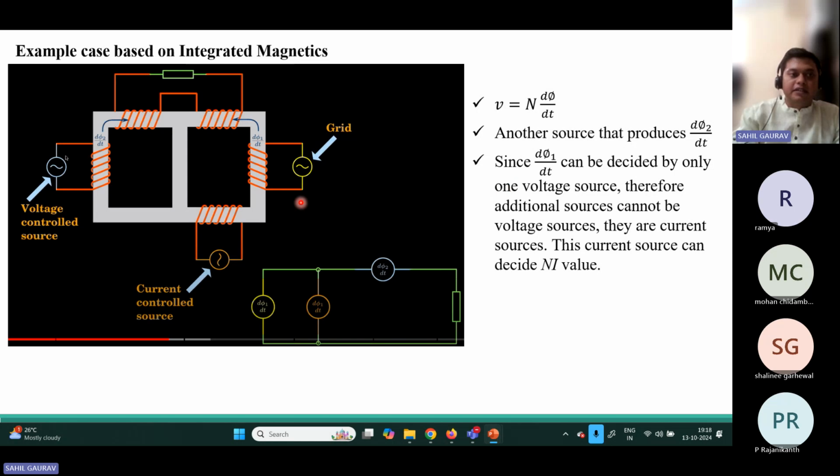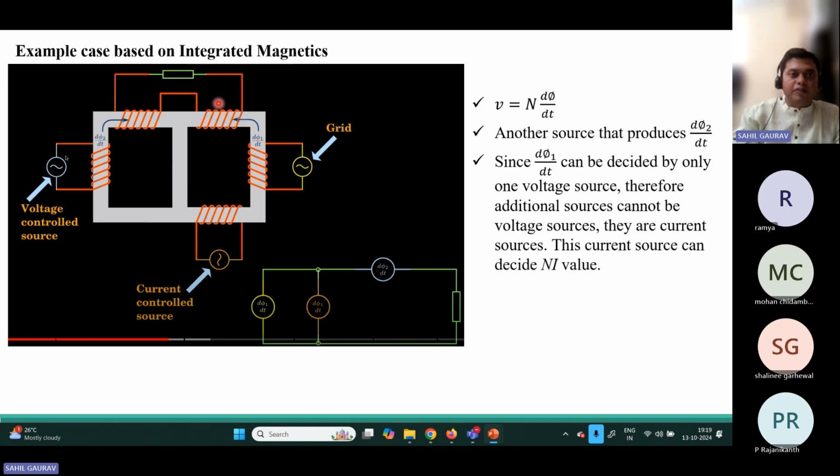Now if you connect another voltage source here, this voltage source also fixes dφ2/dt on this core. And since this dφ/dt will be decided by only one voltage source, therefore an additional voltage source cannot be connected in this limb. So there will be only a current source. This current source will decide the MMF value, that is the NI value. And this is the load where the power exchange happens.